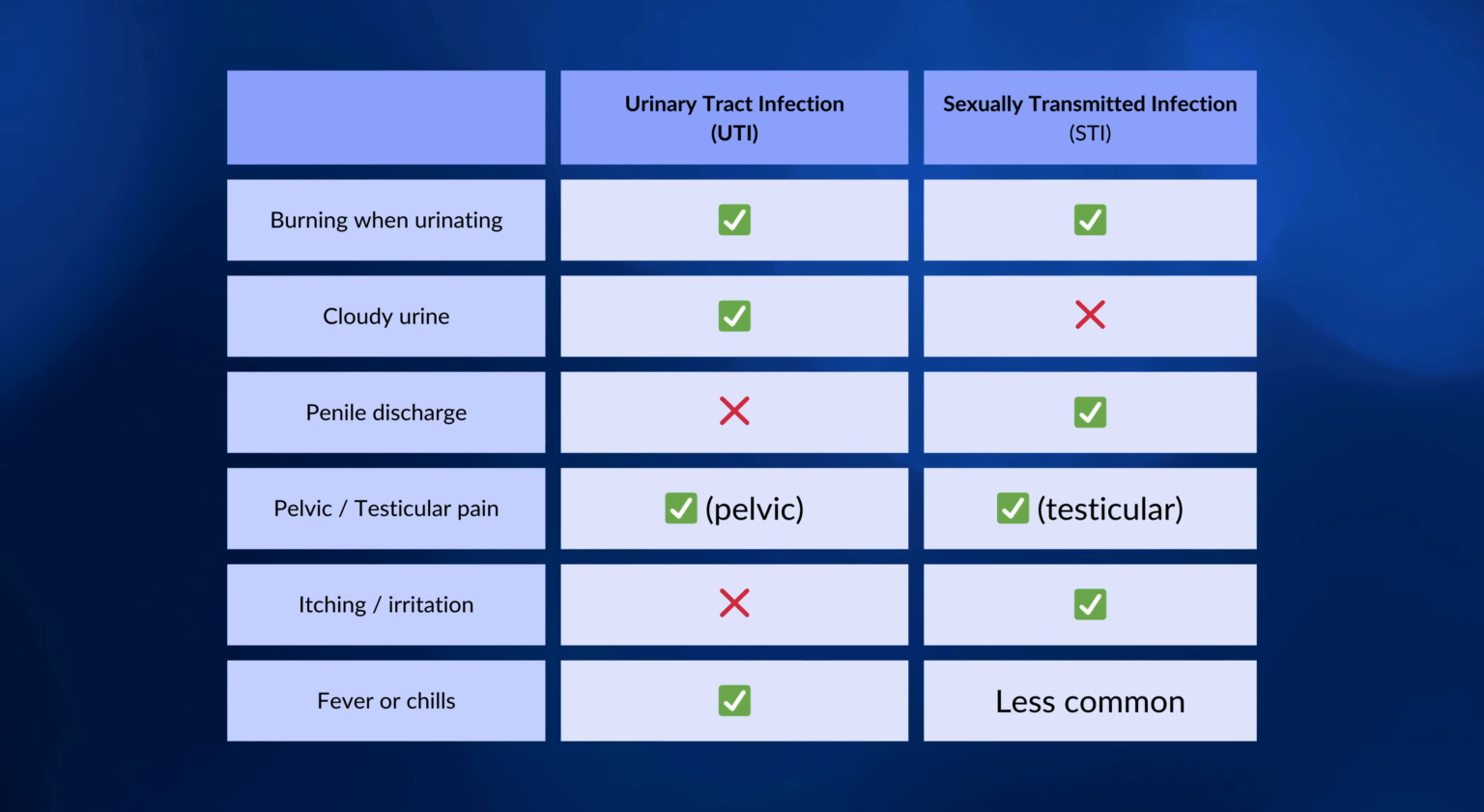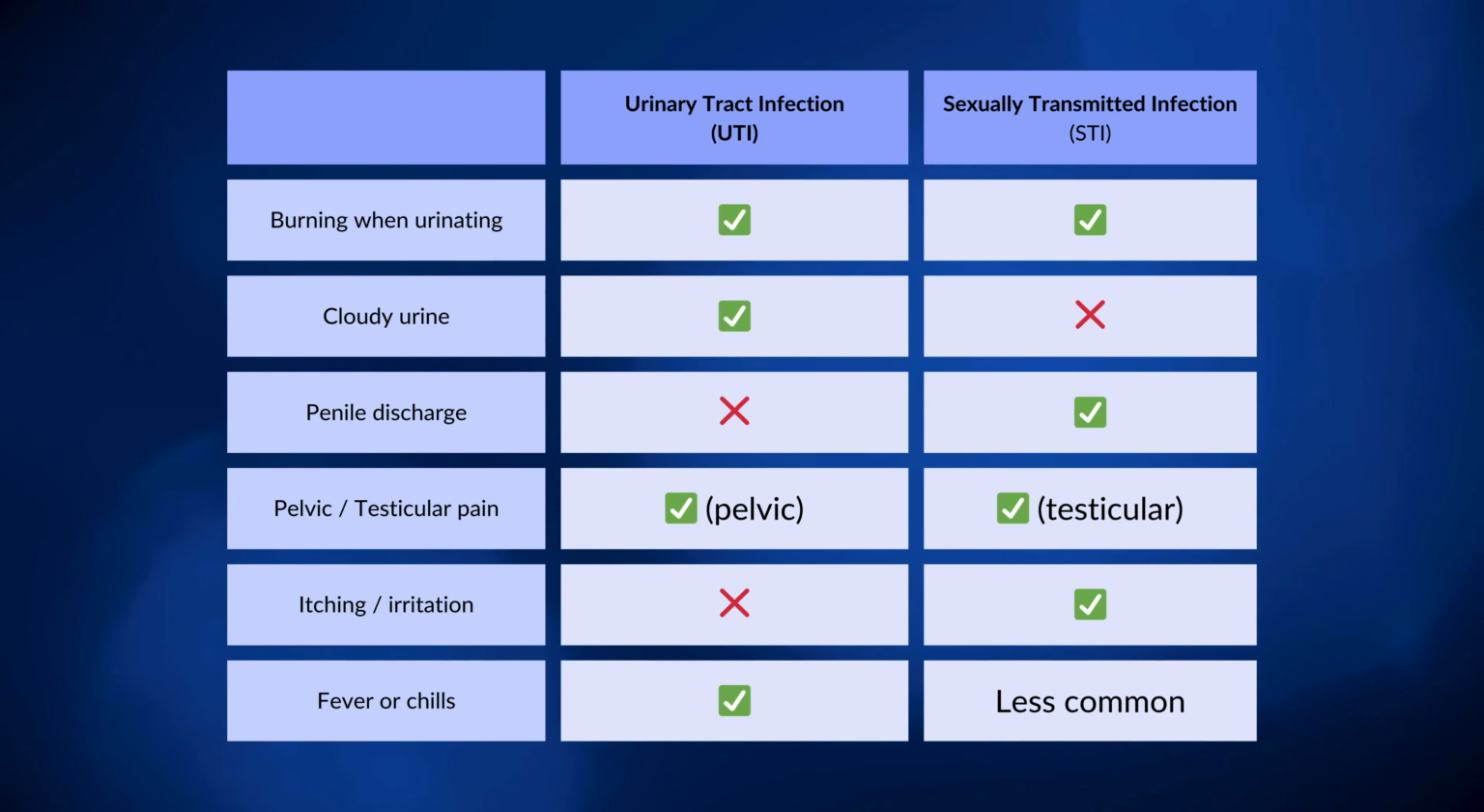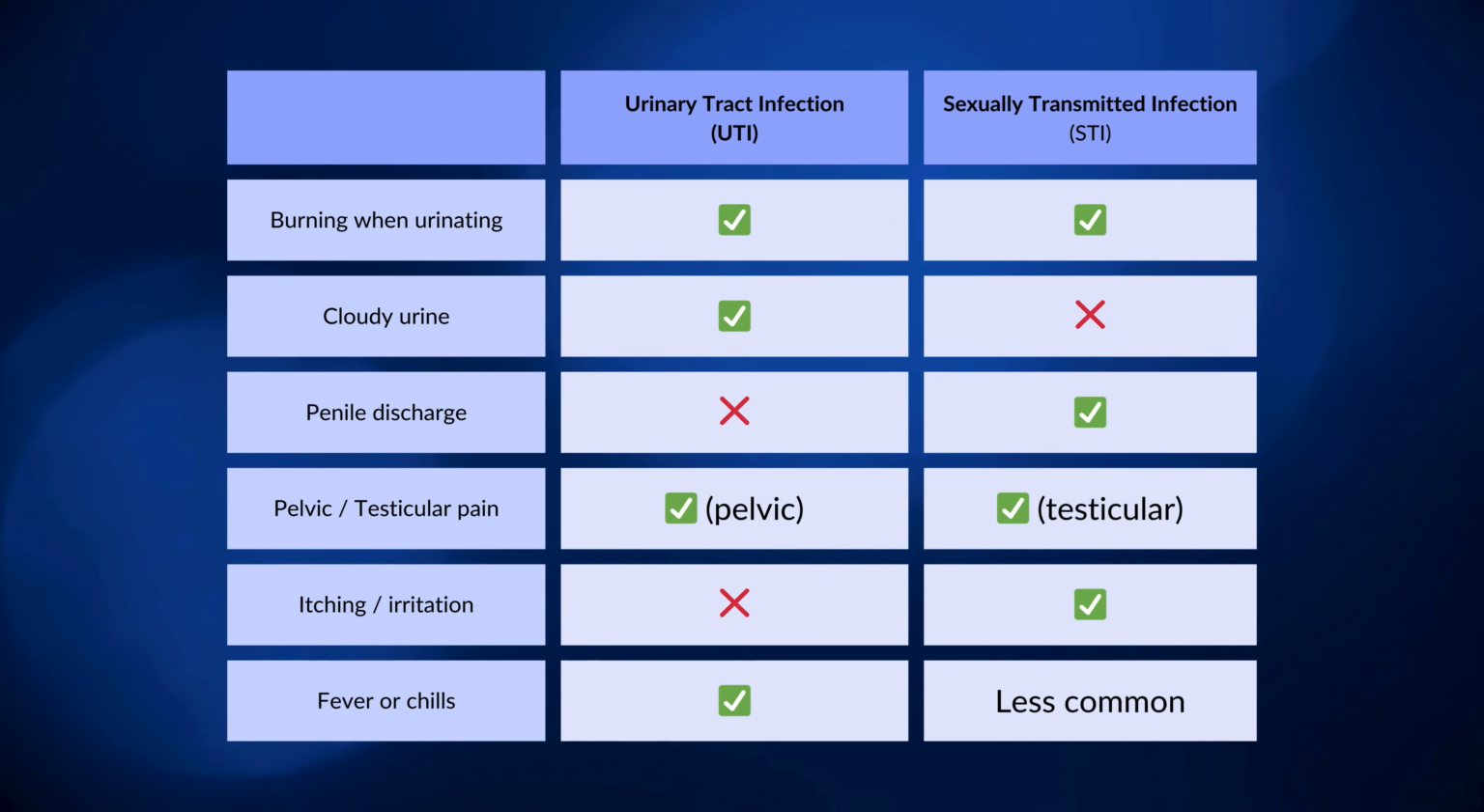Now, the next point of difference between a UTI and an STI is the symptoms. Yes, they both can cause burning when you pee, but there are other symptoms that are more specific to one or the other. For example, a UTI will commonly cause cloudy or even bloody urine, whereas an STI rarely will. Penile discharge, on the other hand, or testicular pain, is almost certainly going to be an STI rather than a UTI. And UTIs don't typically cause itching or irritation on the penis. As for fever, well, you can definitely get a temperature with a urinary tract infection, particularly if it spreads to the kidneys. With a sexually transmitted infection, however, it's less likely, particularly in males.